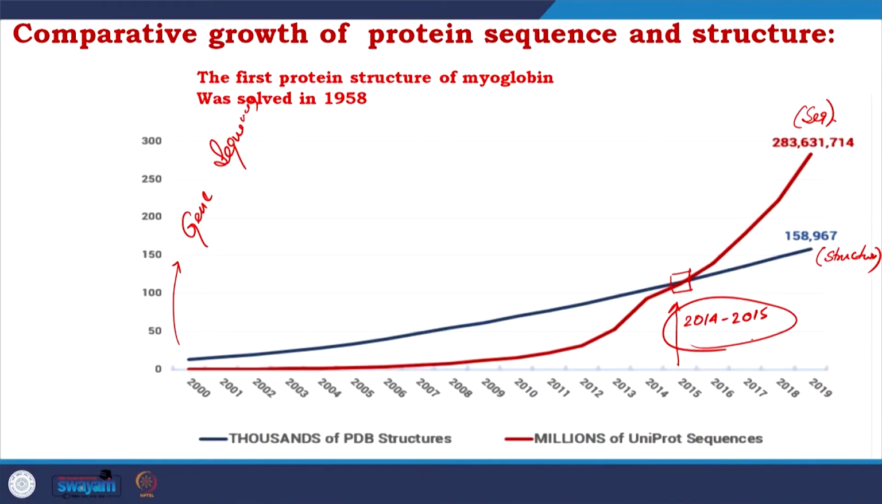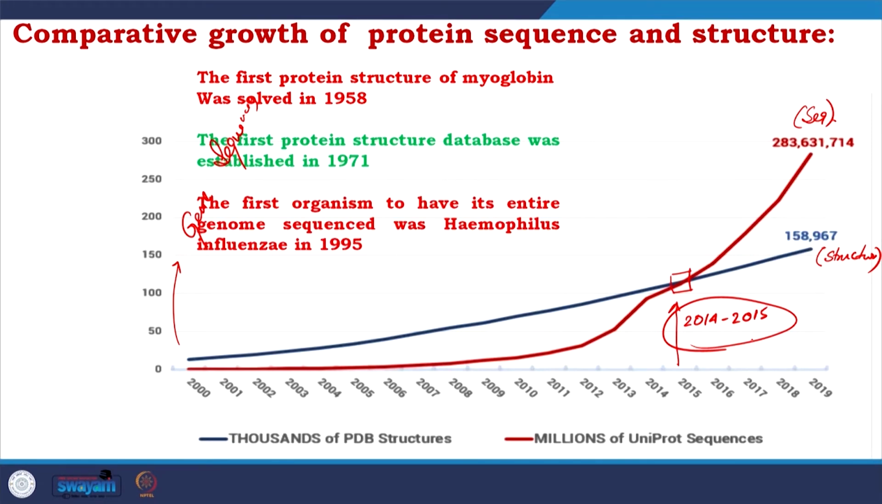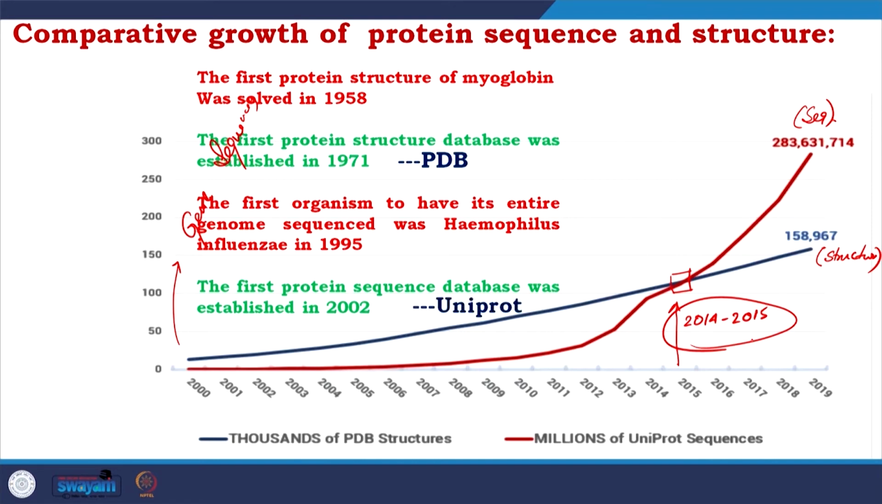That's the beauty of this subject, and that's the reason I wanted to show this. So coming back to the scene, how it works. The first protein structure, of myoglobin, was solved in 1958. The first protein structure database, which is PDB, was established in 1971. The first organism to have its entire genome sequenced was Haemophilus influenzae in 1995. The first protein sequence database was established in 2002. So, this is PDB and this is UniProt. I will talk about these databases.